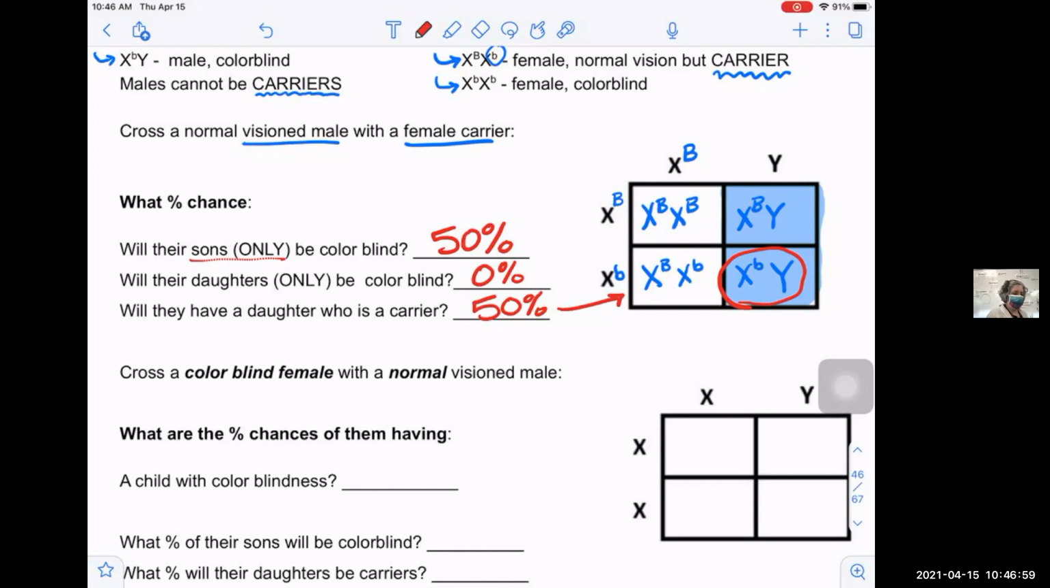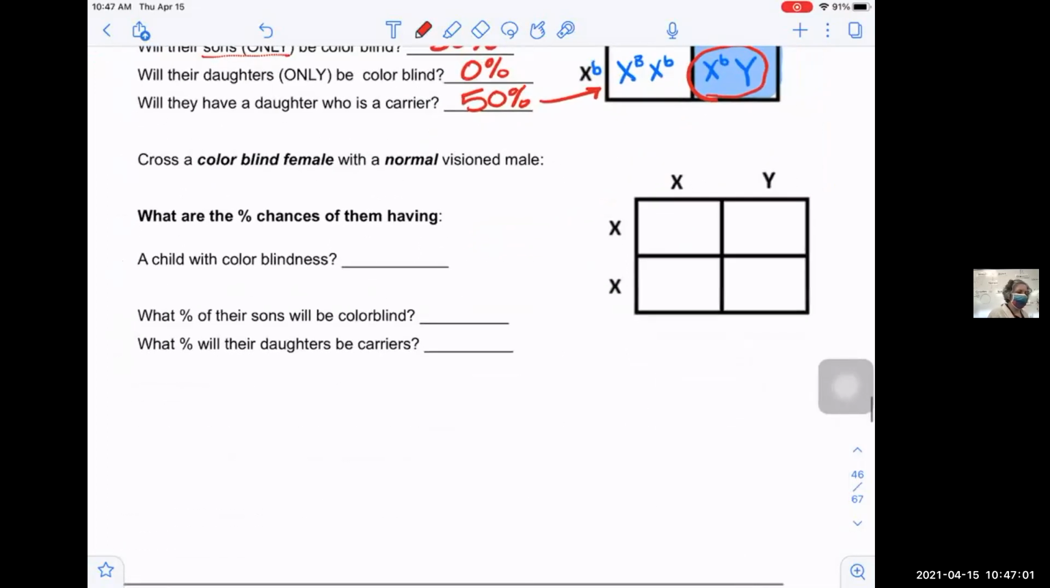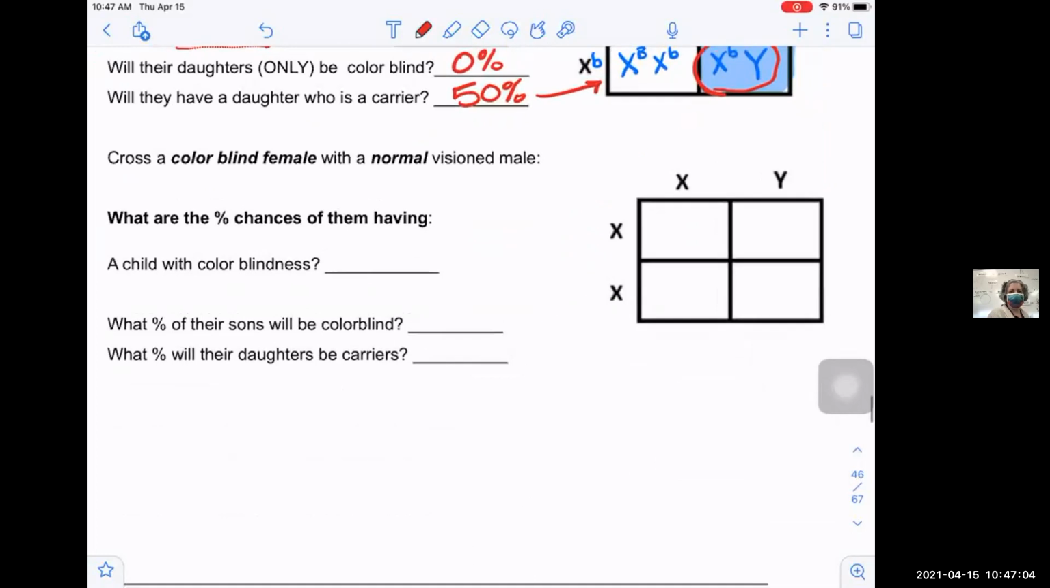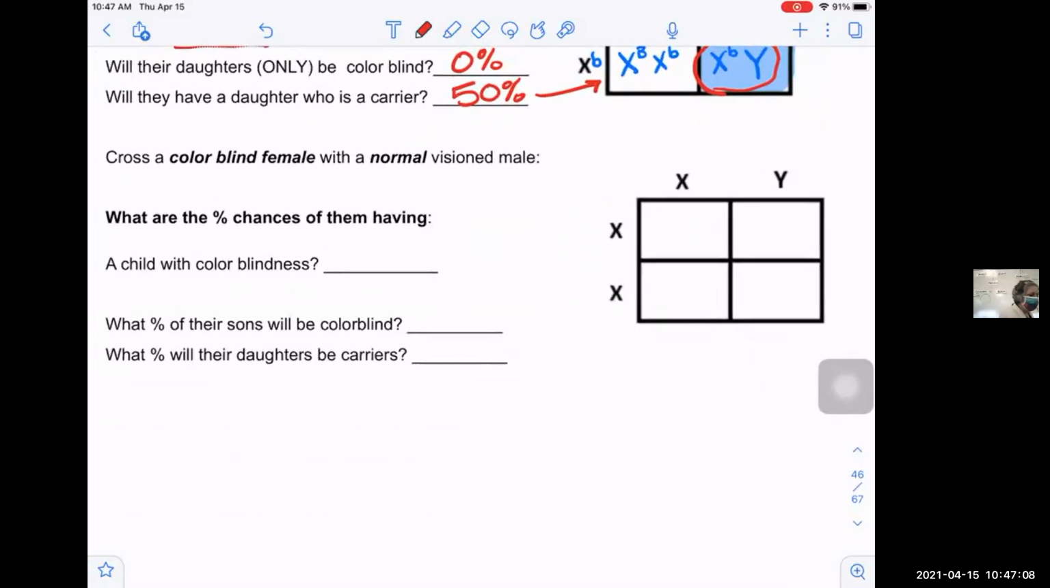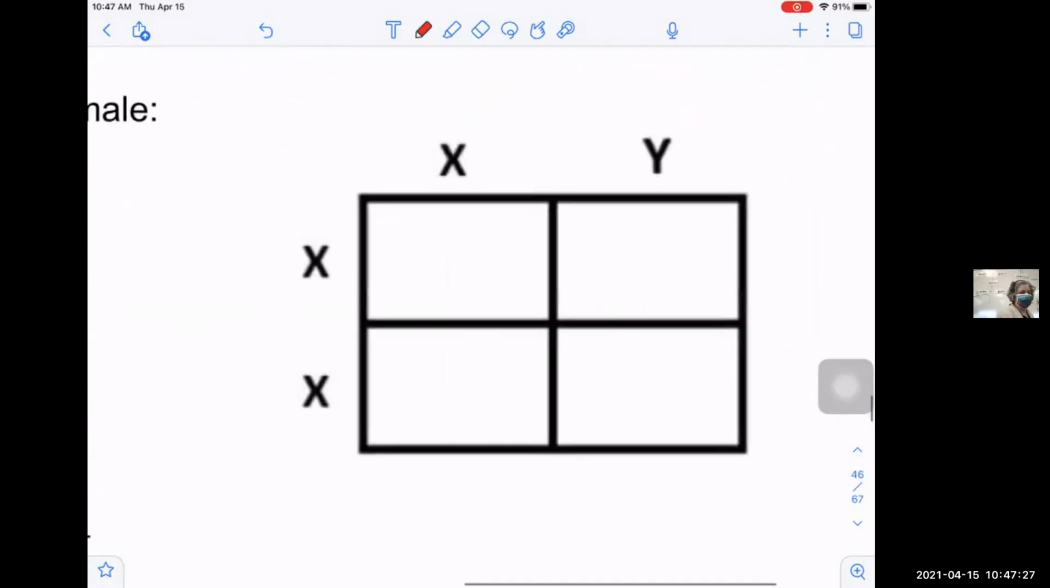All right, let's do one more of these and then I'm going to send you on your merry way to do your homework. So let's cross a colorblind female. We have to remember what that means, and you can look above if you can't remember what that looks like. With a normal visioned male. So normal means he has the dominant B and his Y. So fill in your Punnett square. Normal vision dad, mom has color blindness.